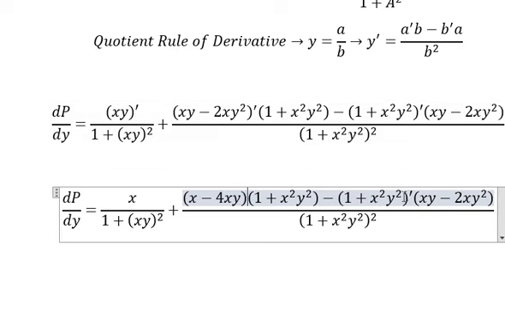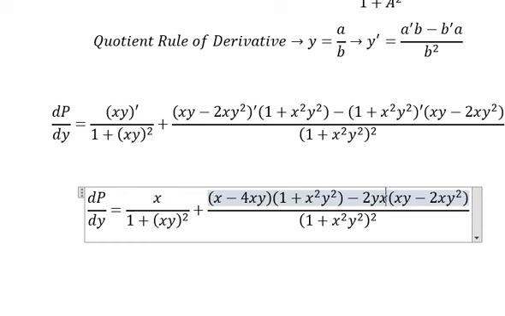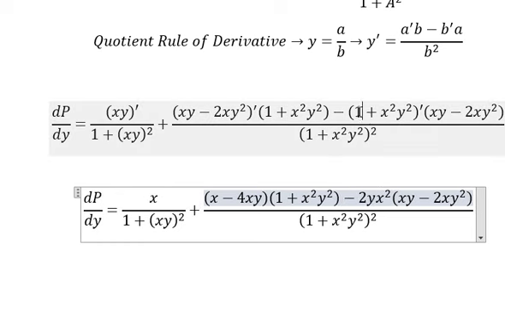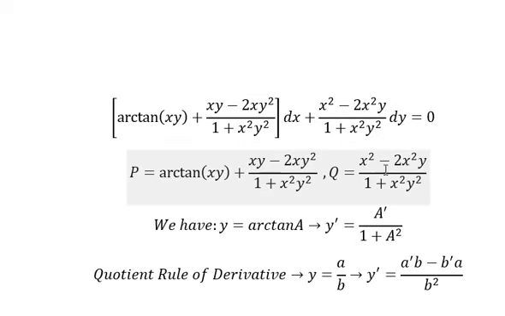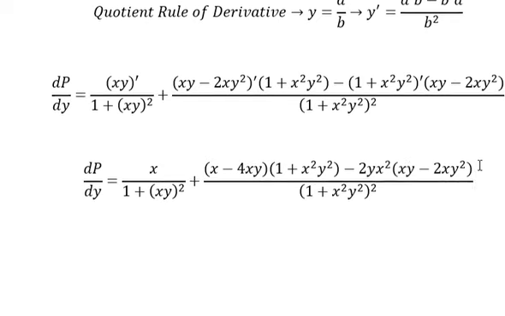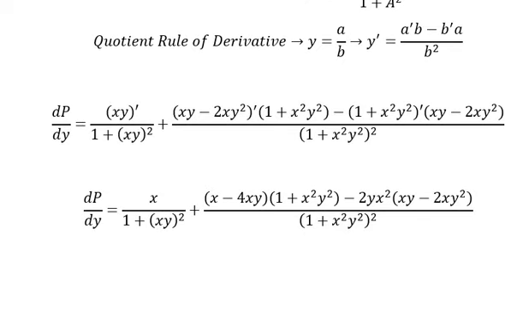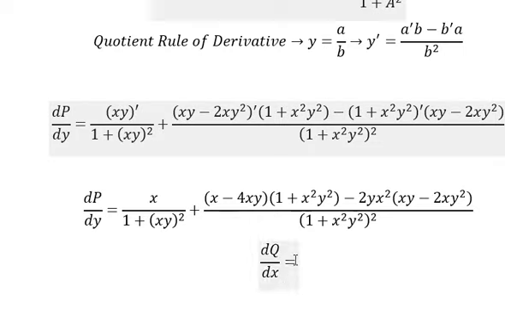Now, let's go to this one. We have 2y in here. So that should be 2y squared. This one is about the constant, so you got number 0. Now let's go to this one. We have dy, so we need to do first the derivative of q with respect to x. So that should be like this.